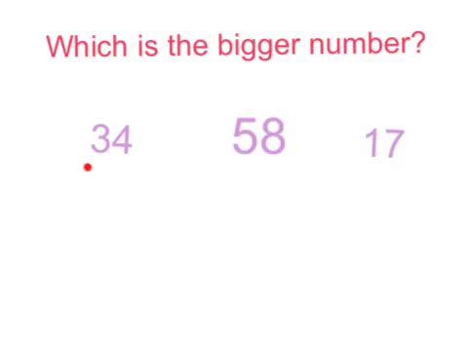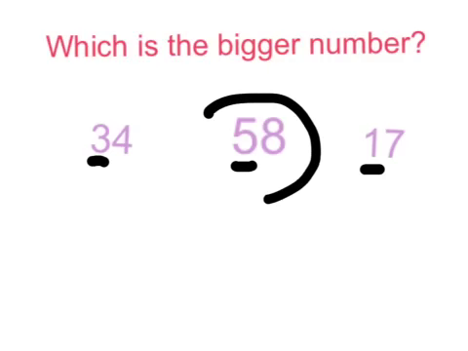So if I've got 34, 58, 17, let's look at the tens column. So in this one there's 3, in this one there's 5 tens, and in this one there's 1 ten. So just looking at those numbers in the tens column, which number is the bigger number? Which number has more value? It's 58. That's right, because 5 is bigger than 3 and 1.